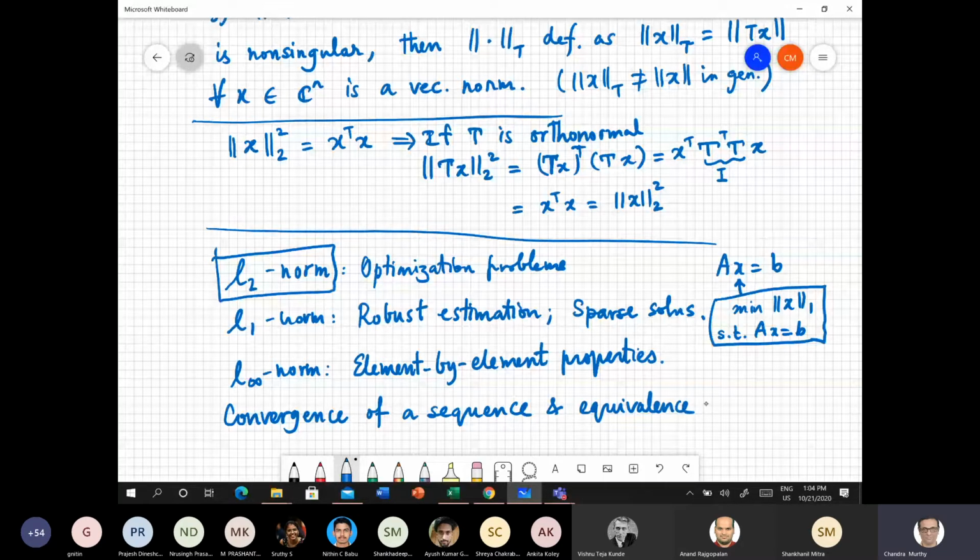Sir, what is meant by robust estimation? Is it like it should perform well in the presence of noise? Yeah, certainly you want it to perform well in the presence of noise, but other norms also will give you good properties in recovery in the presence of noise.